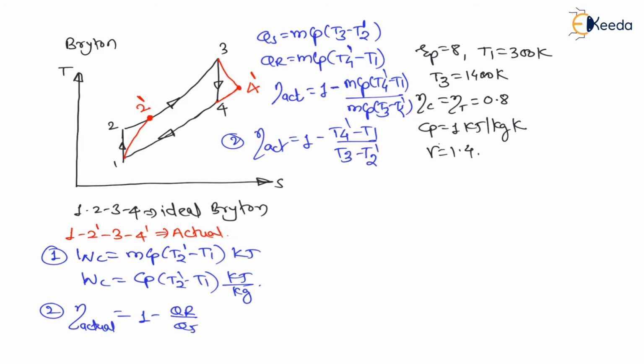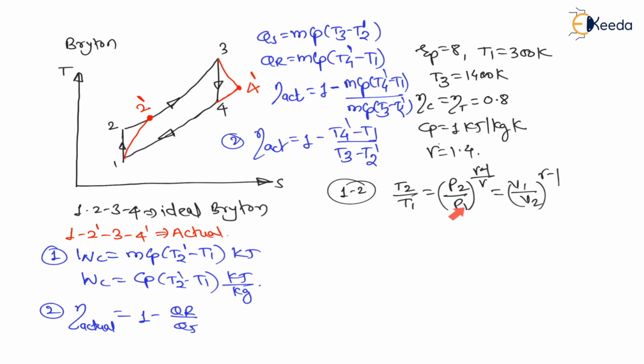Now, my dear students, we know that process 1 to 2 is reversible adiabatic compression, and 1 to 2 dash is actual compression. Therefore, for process 1 to 2 we can apply the adiabatic equation, that is T2 divided by T1 is equal to (P2 divided by P1) raised to (gamma minus 1) upon gamma, which is nothing but (V1 divided by V2) raised to (gamma minus 1).